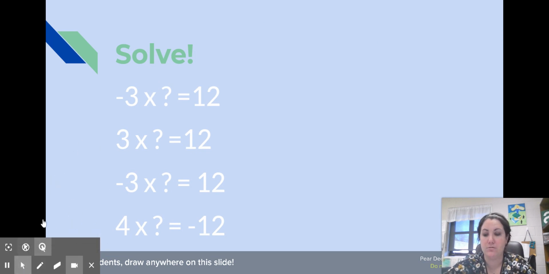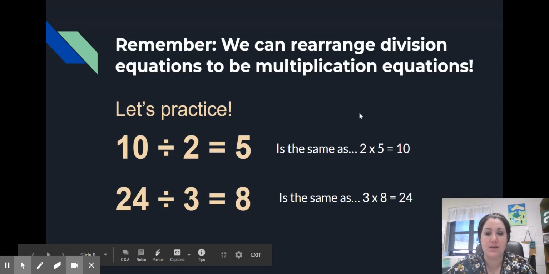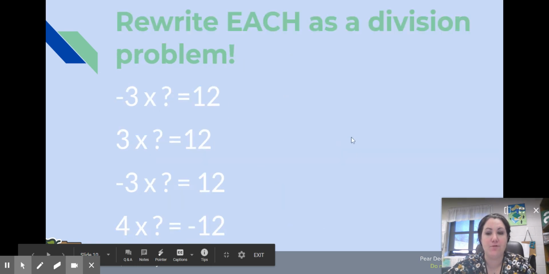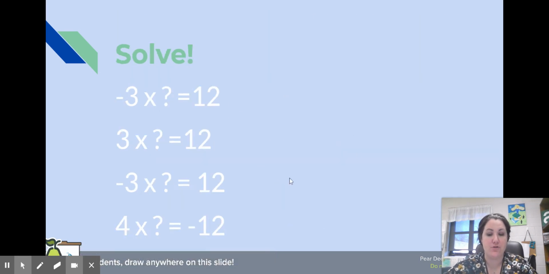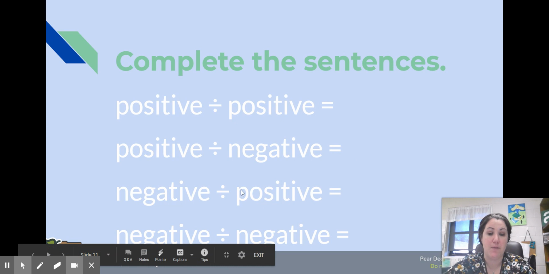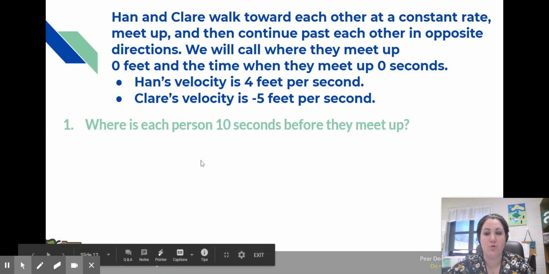Then you're going to rewrite each of them as a division problem, just like what we did on this slide here. Using that information and using the information from solving it, you're going to help decide a positive divided by a positive is always what? Positive or negative? Positive divided by a negative is always what? Positive or negative? Negative divided by a positive is always what? Negative or positive? And same thing with negative divided by a negative. And using that information, you're actually going to help solve these 2 questions.